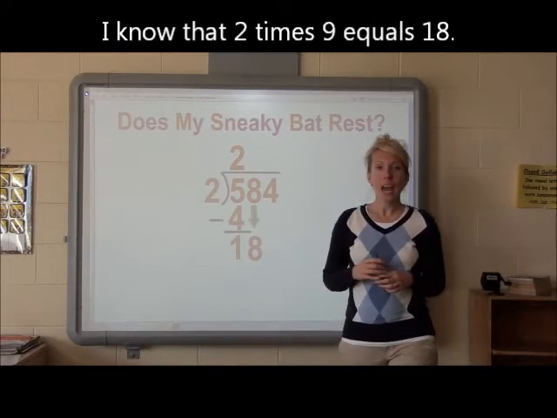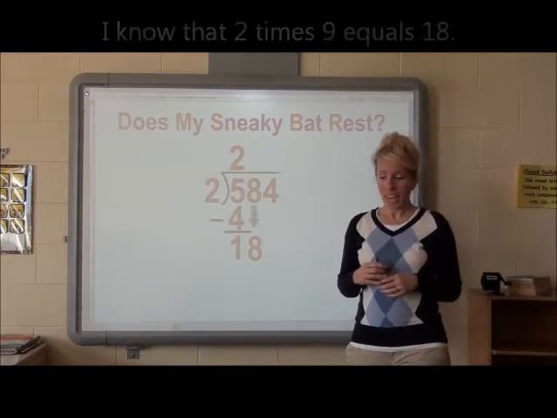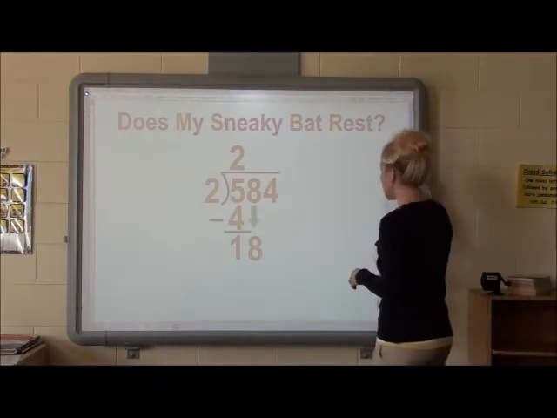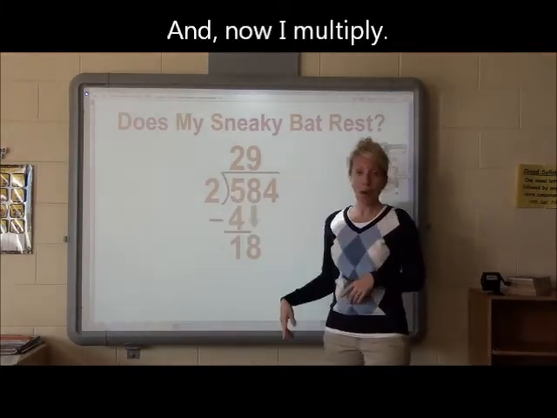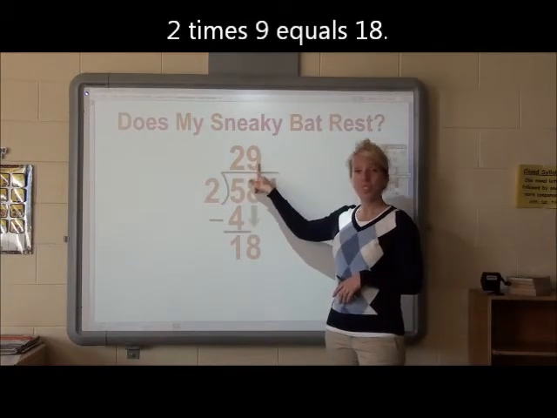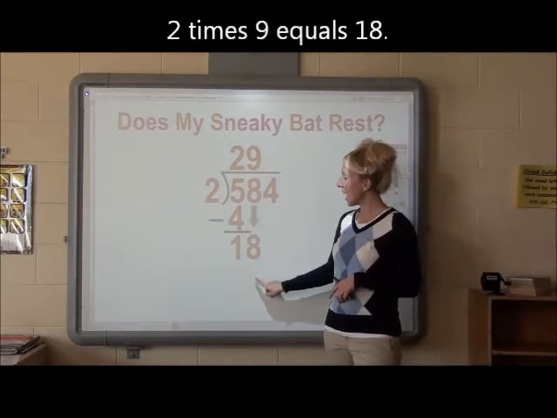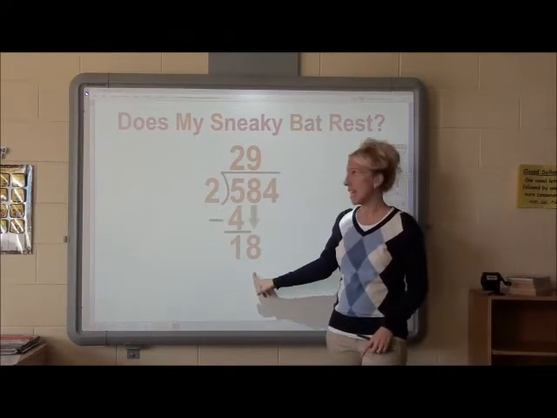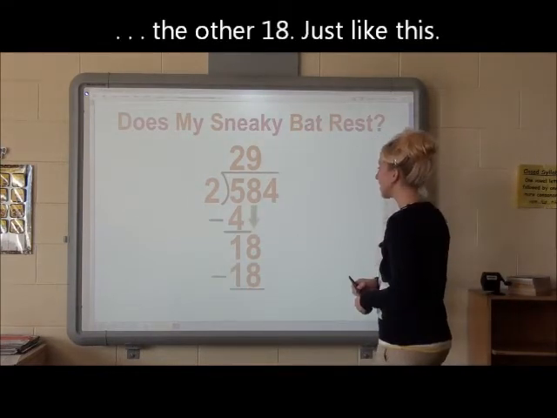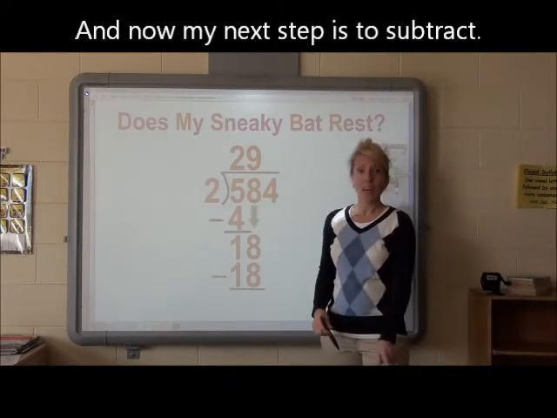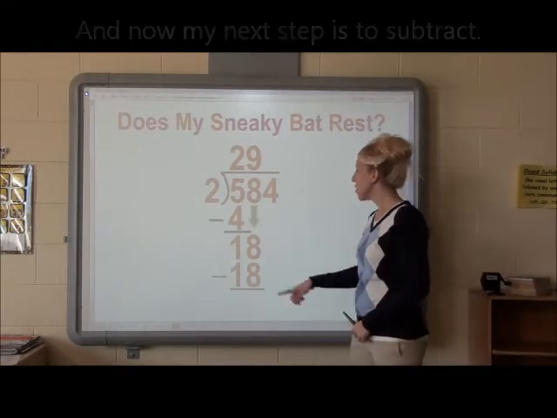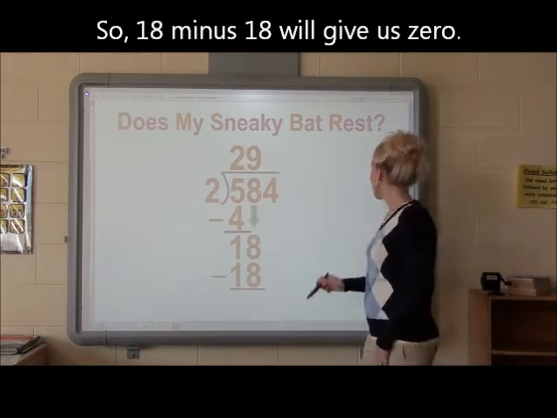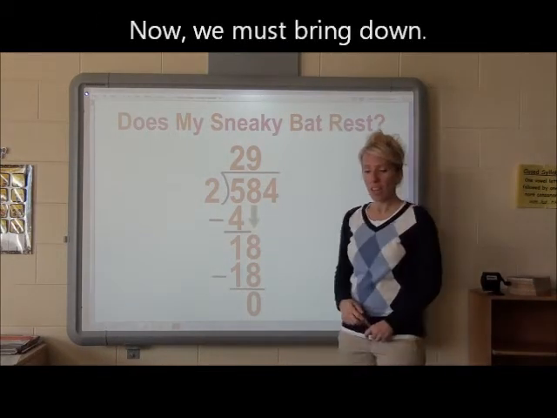I know that 2 times 9 equals 18. So I will put the 9 above the 8. And now I multiply. 2 times 9 equals 18. So I'll have to put the 18 below the other 18. Just like this. And now my next step is to subtract. So 18 minus 18 will give us 0.